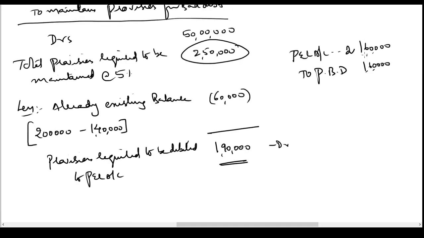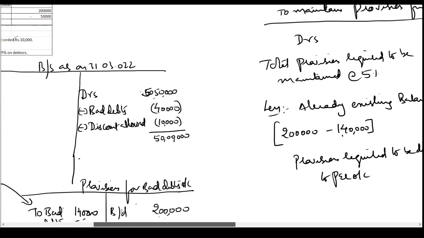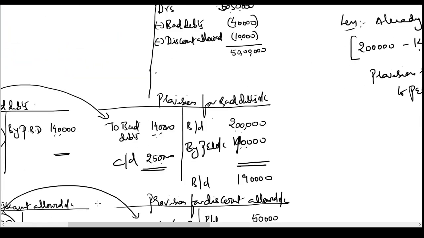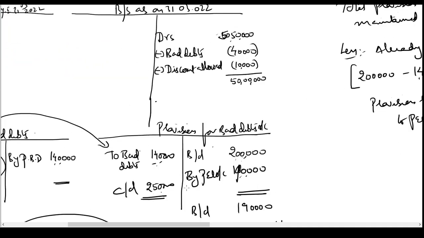I think I wrote the wrong entry here. It is 1,90,000 rupees. So I corrected the entry. 1,90,000 rupees I have credited to the provision for bad debts. There's a balance of 2,50,000 left. Now provision for bad debts showing a credit balance of 2,50,000.